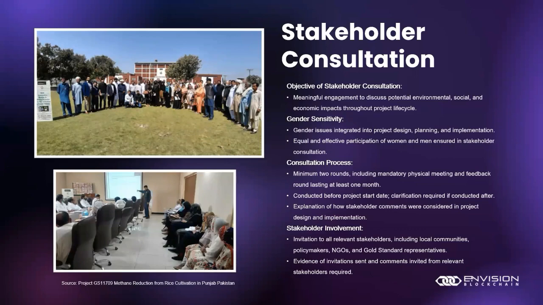The consultation process is a minimum of 2 rounds, including a mandatory physical meeting and feedback round lasting at least 1 month. It should be conducted before the project start date. However, if it was conducted after, you just need to clarify why. An explanation of how the stakeholder comments were considered in the project design and implementation is taken into account. And invitations to all relevant stakeholders, including the local communities, policymakers, NGOs, and Gold Standard representatives, is also added into that form. And evidence of that invitation sent and any comments that were received back will also be taken into account into the form.